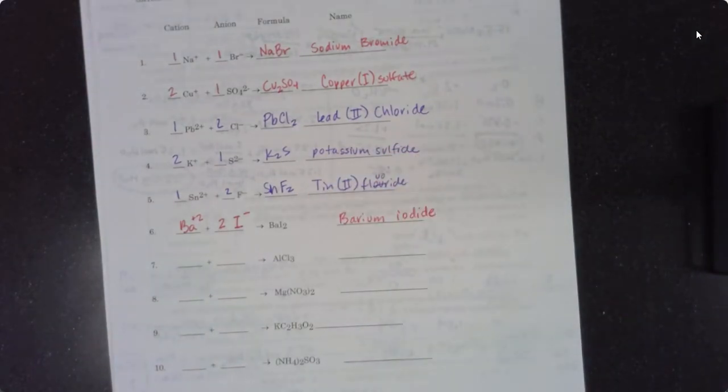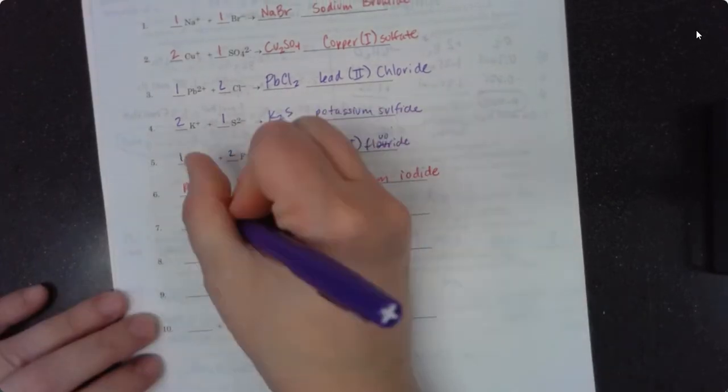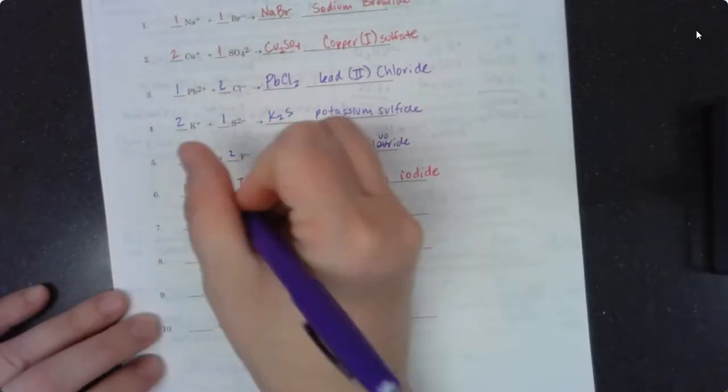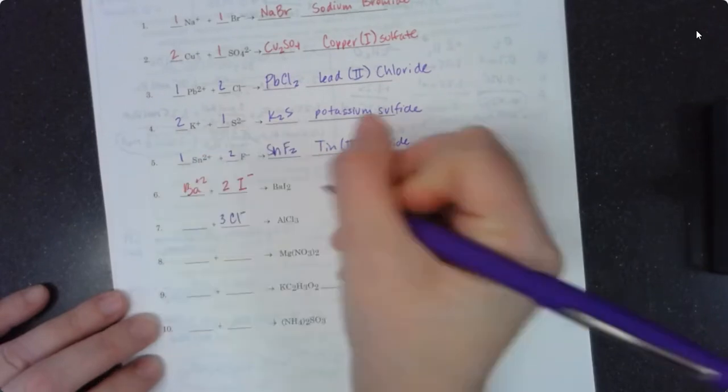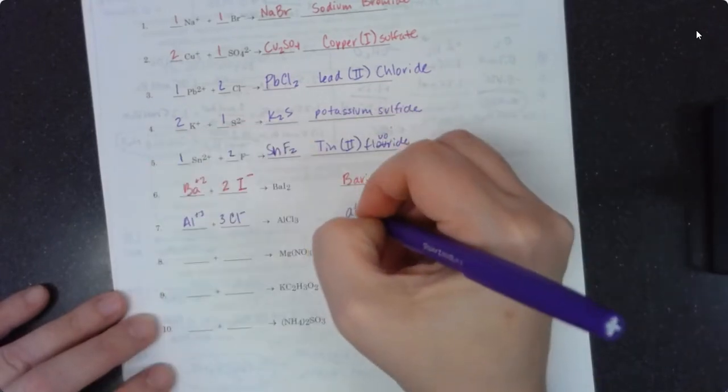All right, next we've got aluminum and chlorine. Chlorine's got a -1 charge. We're gonna need 3 of them, and aluminum has a +3 charge. Name of it is aluminum.